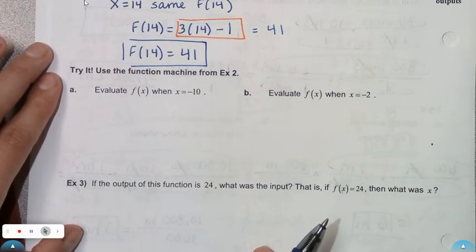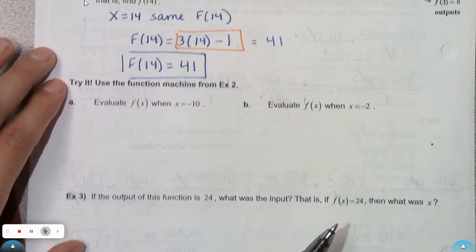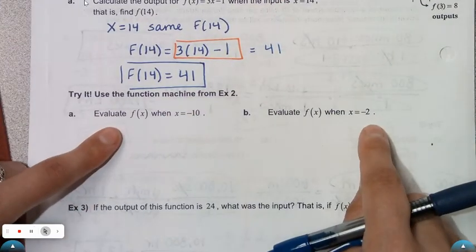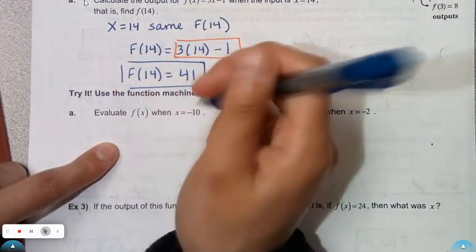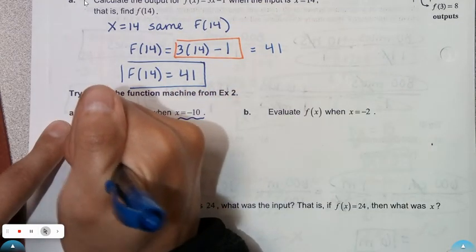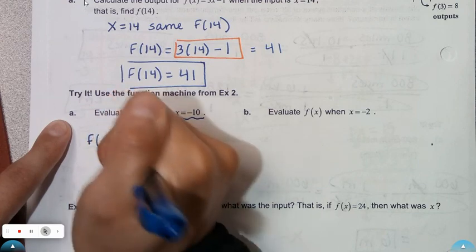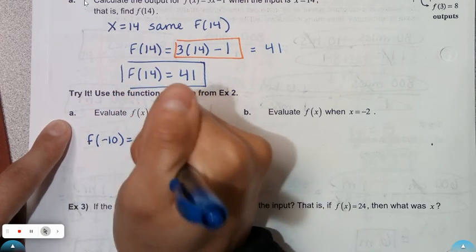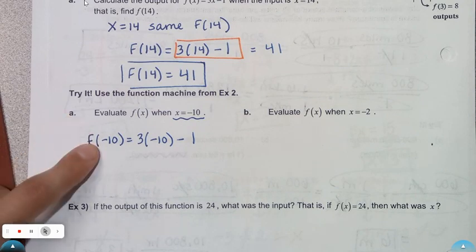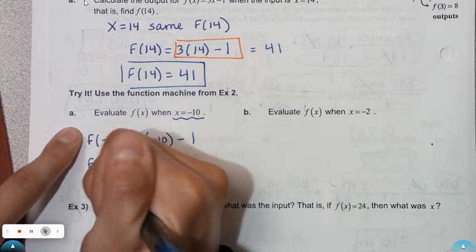let's try these. Same function, the one from the box, this one, and we're given 2 numbers to plug in. So in those 2 spots for x, I'm going to plug in x is negative 10. So I have f of negative 10 equals 3 times negative 10 minus 1. The left side with the letter f stays the same.